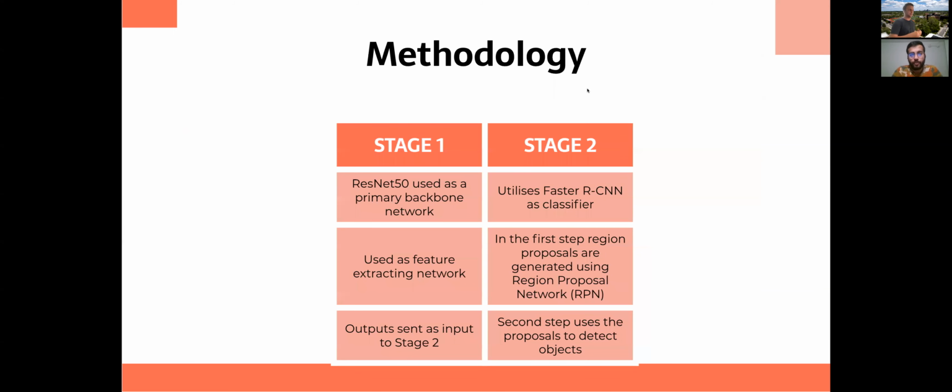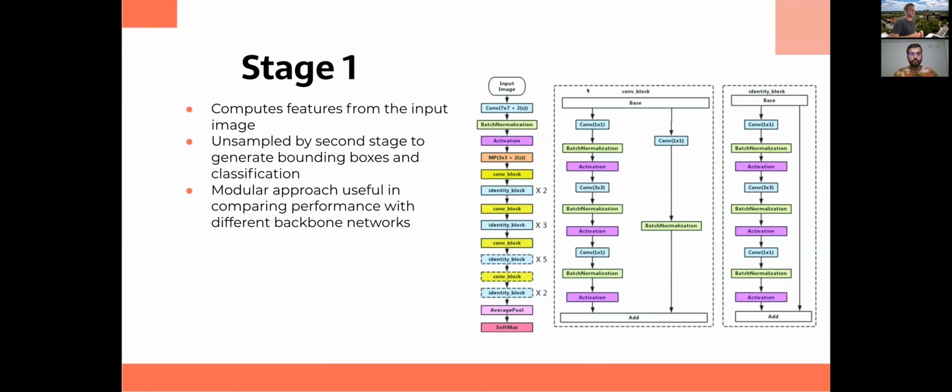The methodology that we have for performing object detection on these aerial images is divided into two different stages. The first stage comprises a backbone network, which in our case was ResNet 50 and a MobileNet V2. And the second stage comprises Faster RCNN, which is responsible for producing the final bounding boxes around the objects of interest. We'll talk a little bit more about them in detail here.